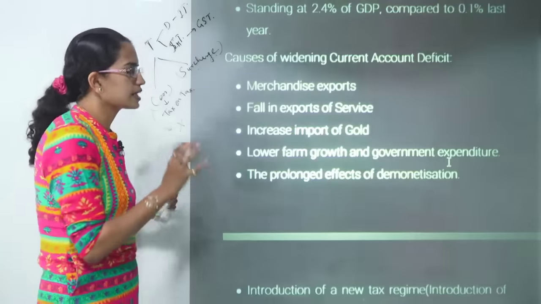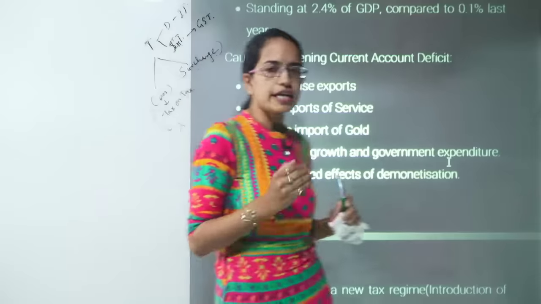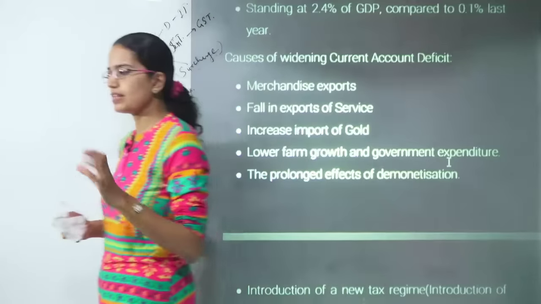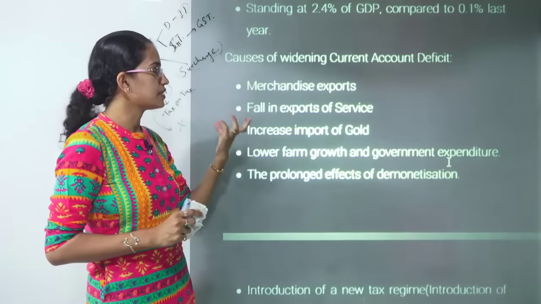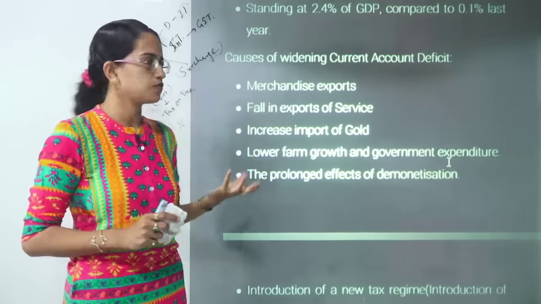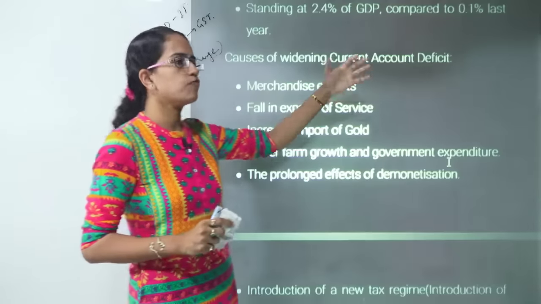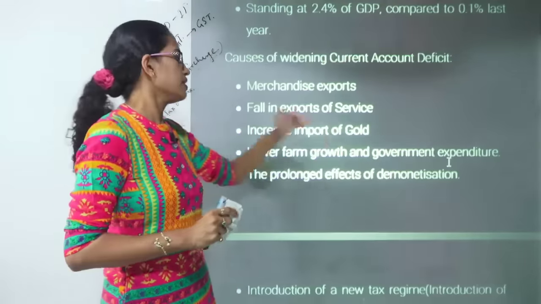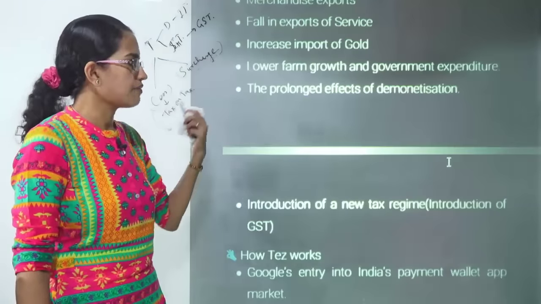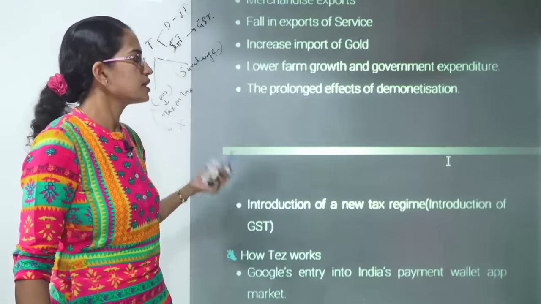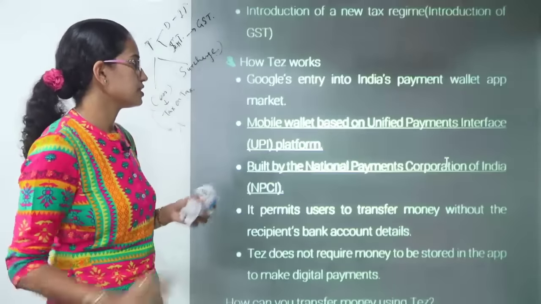The next is the current account deficit. For India, the current account deficit has been widening. When we say it's widening, what are the causes for it? First, there has been a fall in the export of services. There has been an increase in the import of gold in the last year. We are having more expenditure on government schemes. Demonetization has further accentuated it.